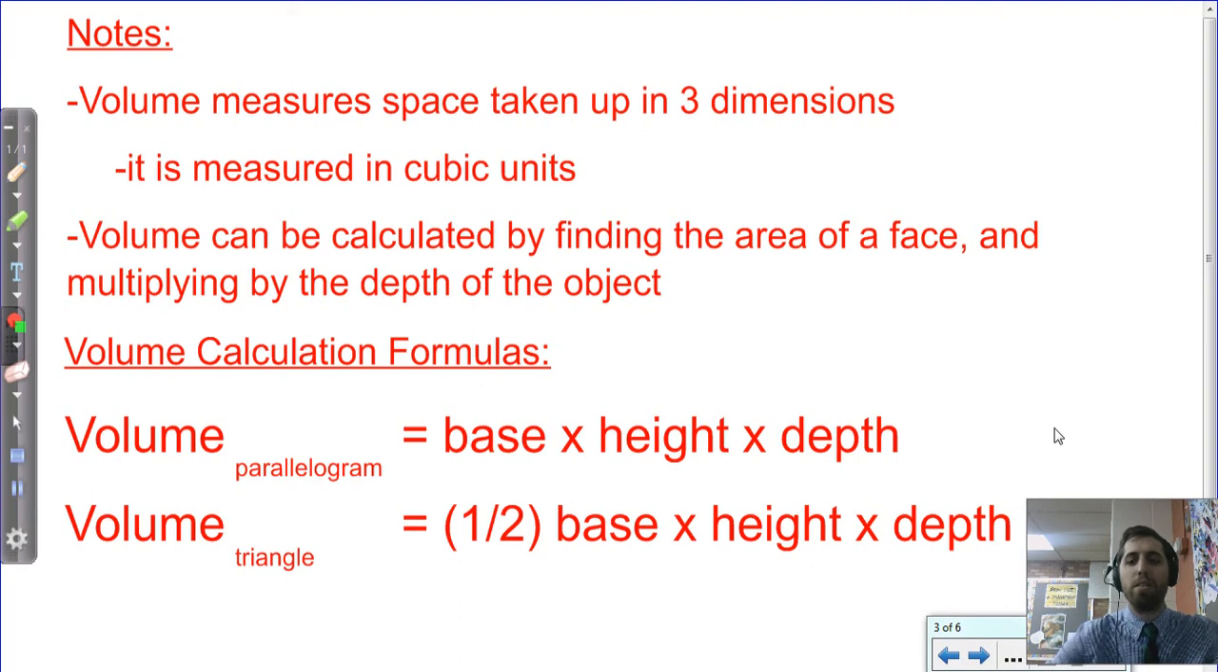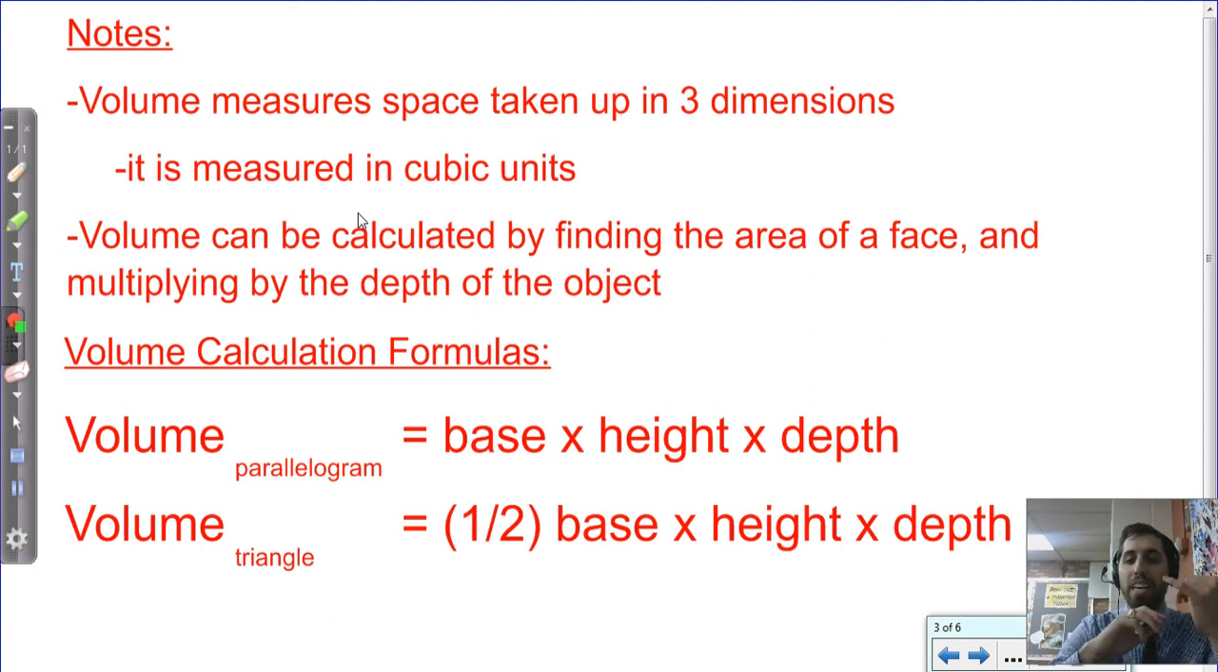So here are the notes. You might want to listen to me explain them before you pause and copy them down. The first just says that volume measures space taken up in 3 dimensions. So area was in 2 dimensions, but volume is in 3 dimensions. For that reason, it's measured in cubic units. So we're going to multiply a base, a height, and a depth, or something like that.